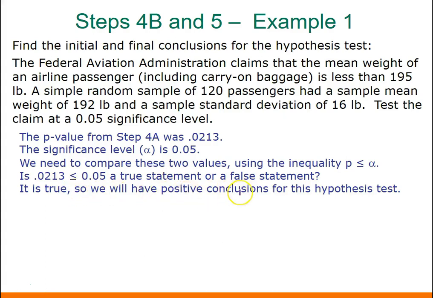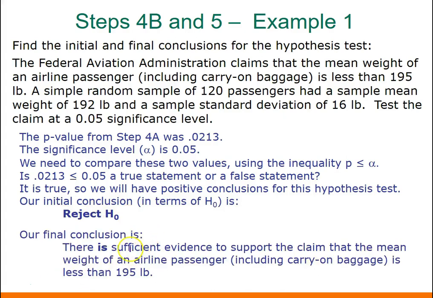Since it's true, that means we'll have positive conclusions for the hypothesis test. So our initial conclusion in terms of our null hypothesis is that we do reject the null hypothesis. And then our final conclusion is that there is sufficient evidence to support the claim, and then we just repeat the claim that we stated in step 1. So our claim was that the mean weight was less than 195 pounds. So we're saying there is sufficient evidence to support that claim, and then we just rewrite the claim again.